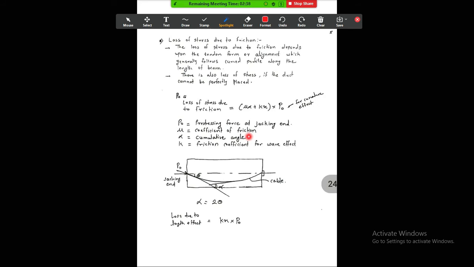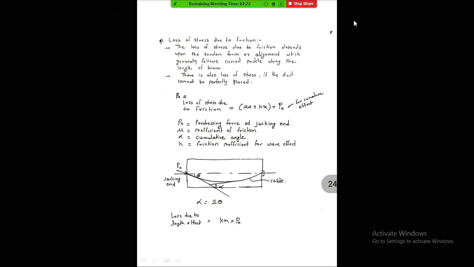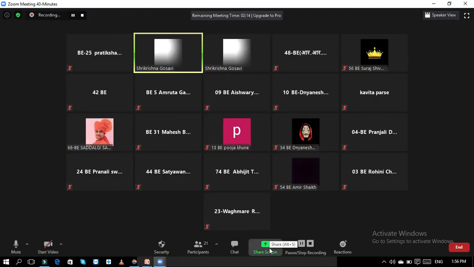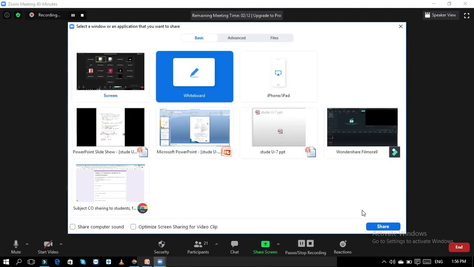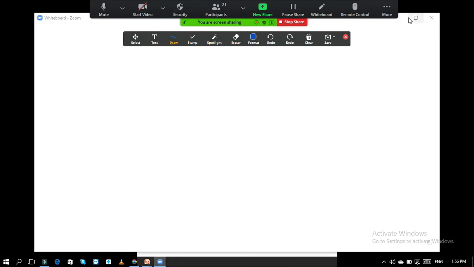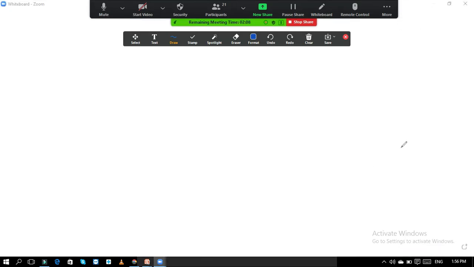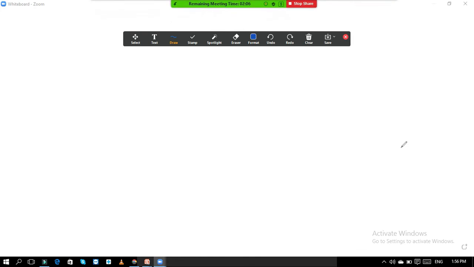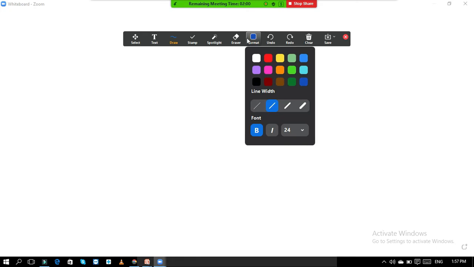With these formulas, now we will move to the numerical, and in the numerical there is not much variety. Only one type of numerical is there: find all the losses in these pre-tension members and post-tension members. The problem will be like this. Now we will move to our problem. First of all, write down the problem and then we will solve it.